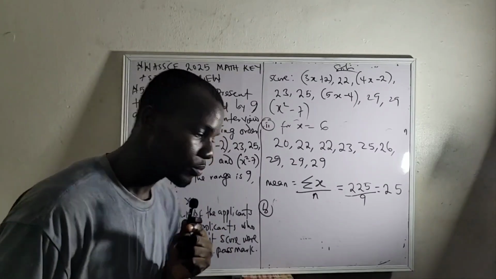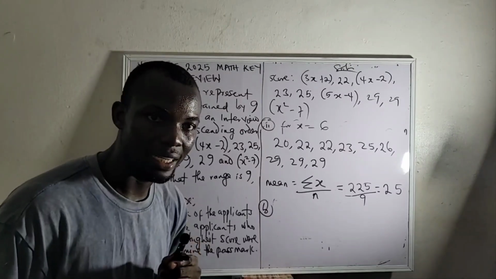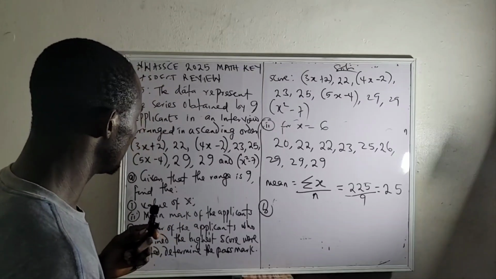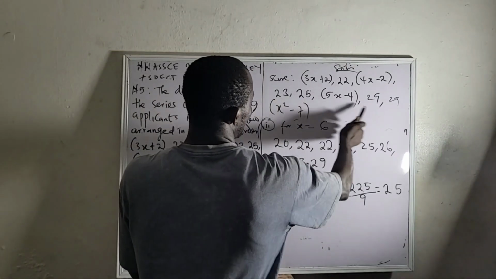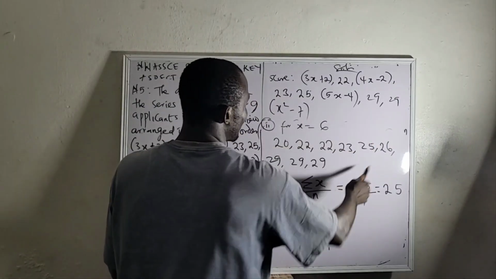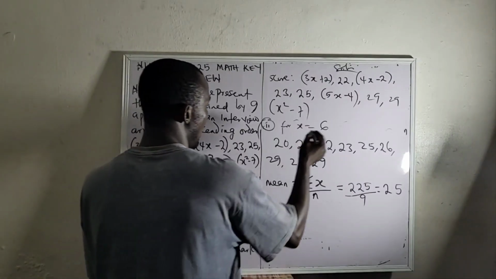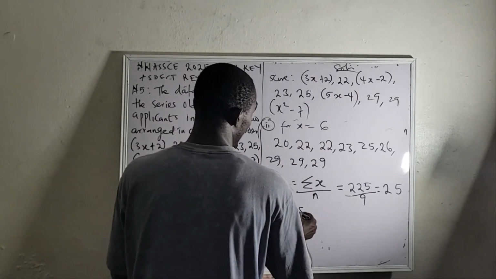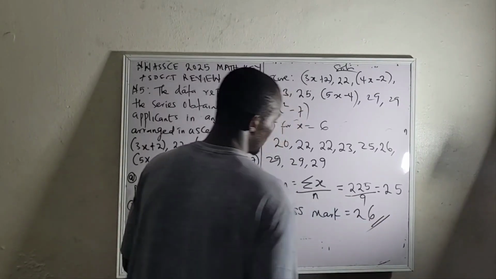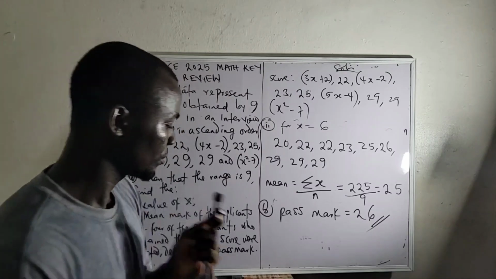Now the other part is, if 4 of the applicants who obtained the highest scores were selected, determine the pass mark. What will be the pass mark? If we look at these scores, this is 29, 29, 29. We are selecting those who have the highest score. That means that the pass mark equals 26. That is what we are going to get as our pass mark.